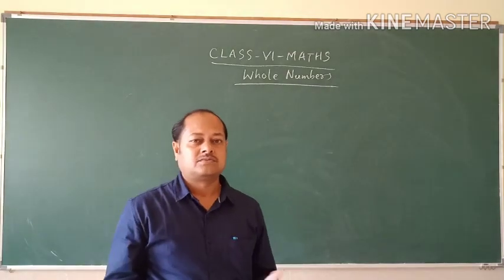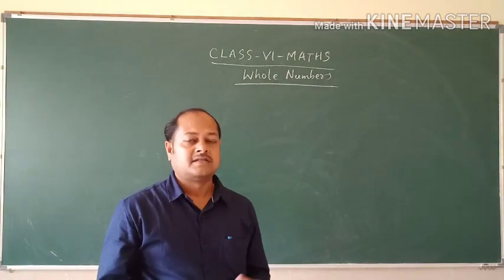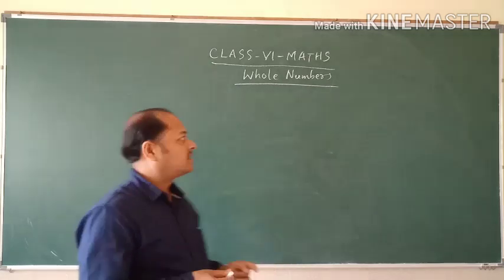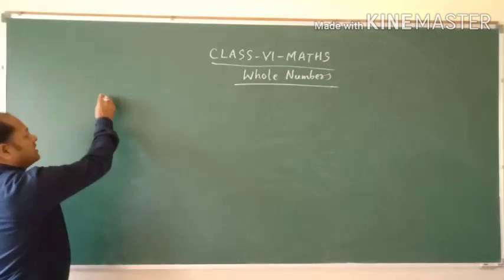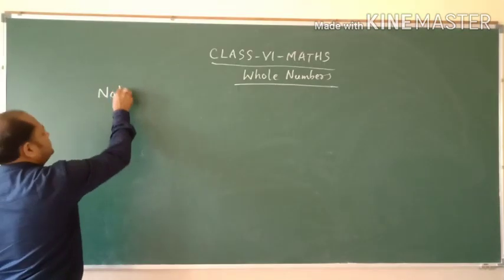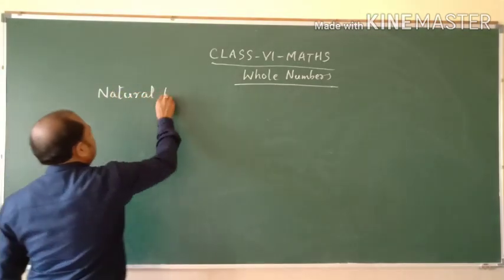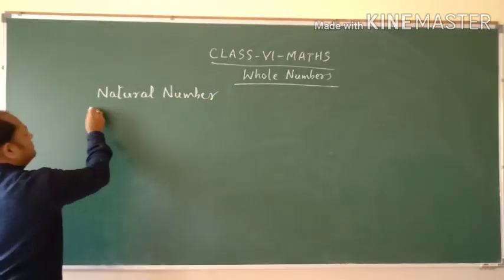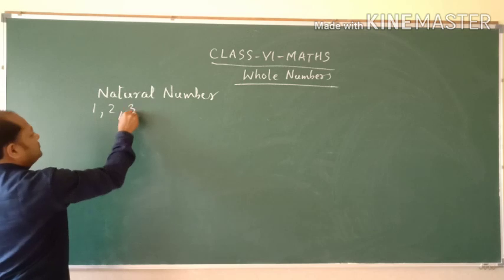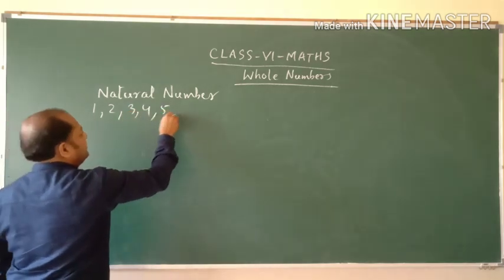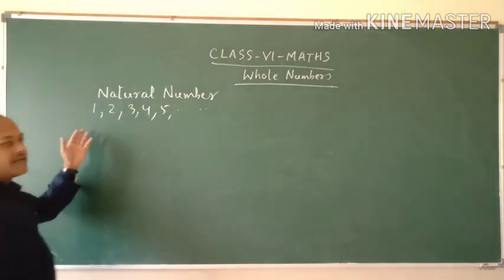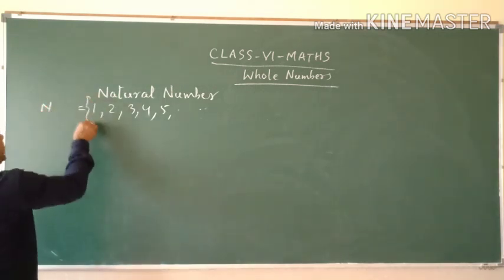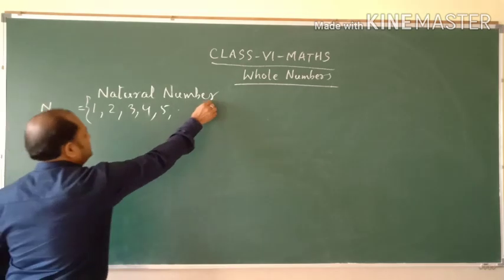So as you know about natural numbers, and similarly whole numbers, today we will discuss. What is a natural number? Natural numbers start from 1, 2, 3, 4, 5, like up to infinity. These are called natural numbers, and the set is called N. So N is the set of all natural numbers.